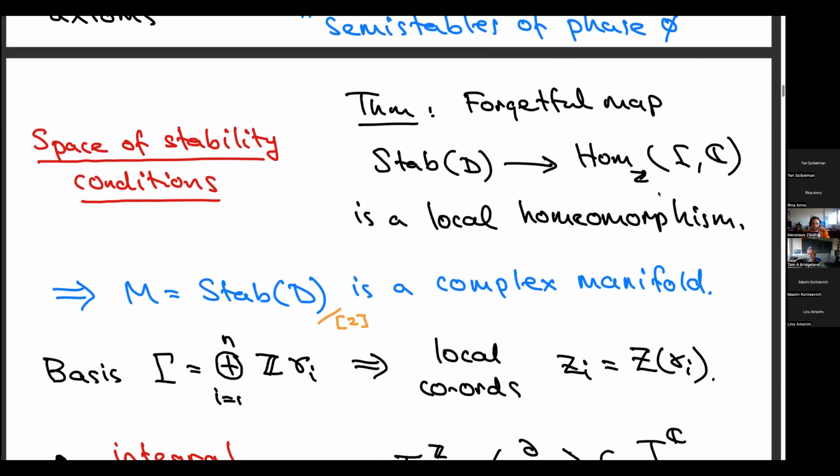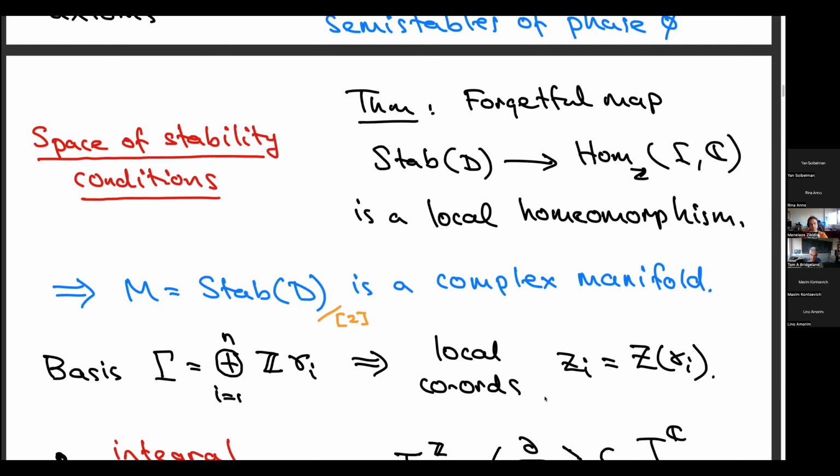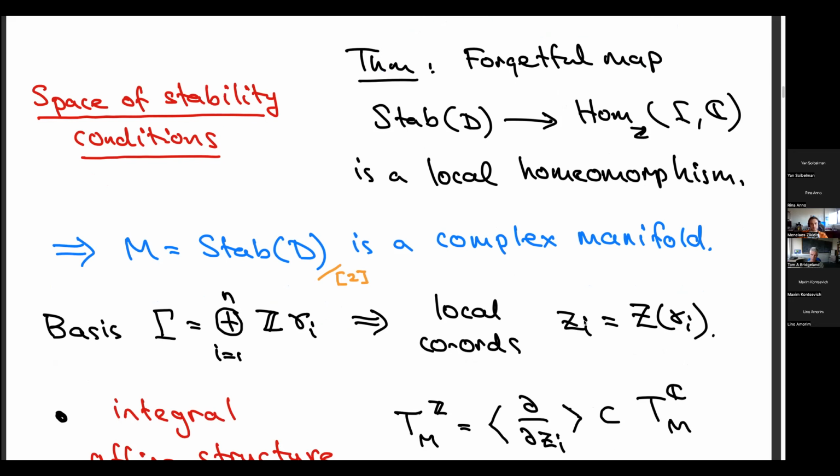Okay, and so the way you say this, to rephrase this theorem, is that if I take a basis of my charge lattice gamma, then I get local coordinates on my stability manifold, stability space, by just taking the central charges of these classes. These coordinates will come up a lot in what follows. So this theorem tells you that this complex manifold has a single chart, if you like. And if I choose a basis, these are the coordinate functions.